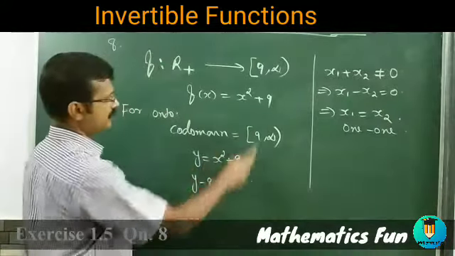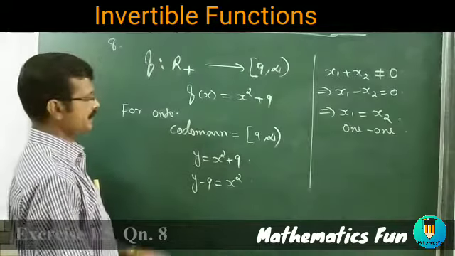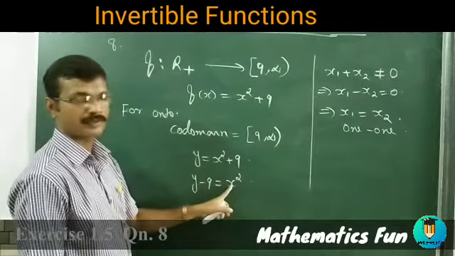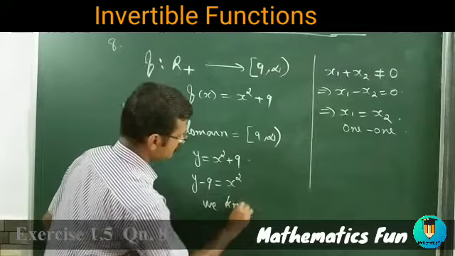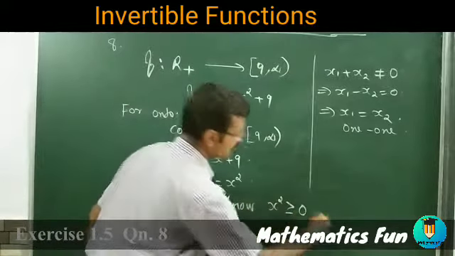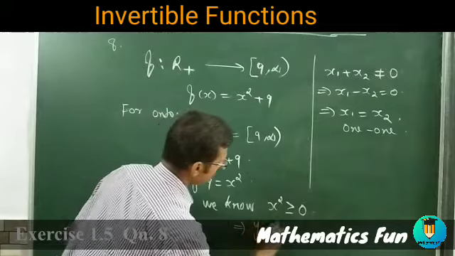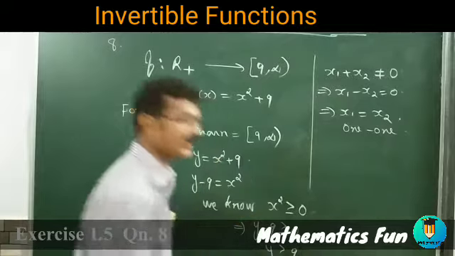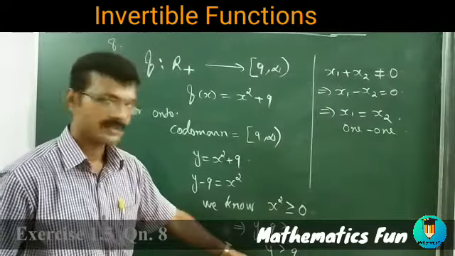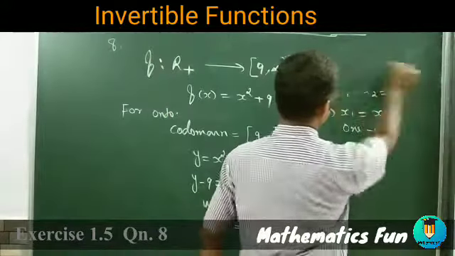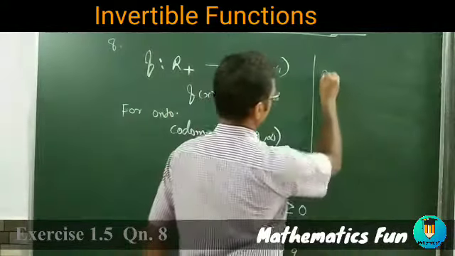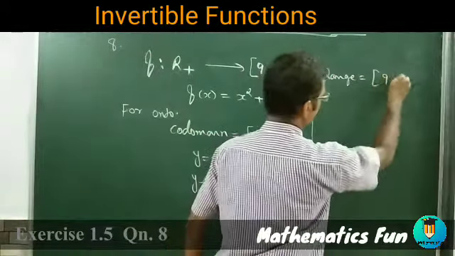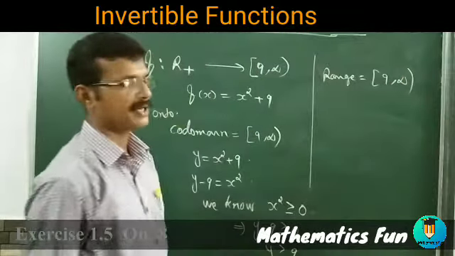Now we know x square is always greater than or equal to 0, because x belongs to this; the square of any real number will always be greater than or equal to 0. This implies y minus 9 is greater than or equal to 0, that is y is greater than or equal to 9. That means the range of the function is from 9 to infinity.